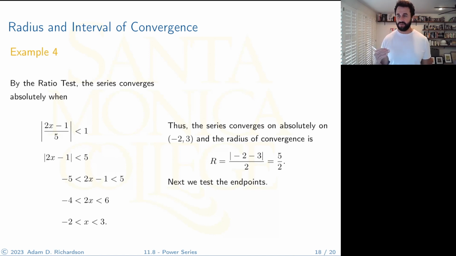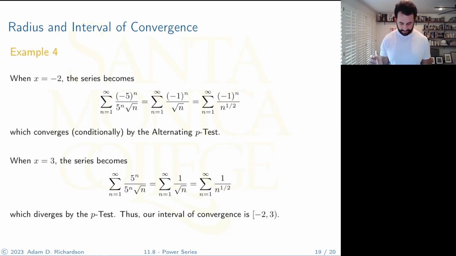Now we test the endpoints. Maybe we'll get a tiny bit more convergence. Who knows? Here we go. When x is -2, I'm going to plug -2 in for x, and our series becomes this, which is equal to this, which is equal to this. That's an alternating p-series, and it converges conditionally by the alternating p-test, because p is between 0 and 1.